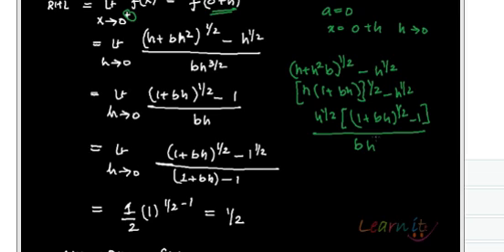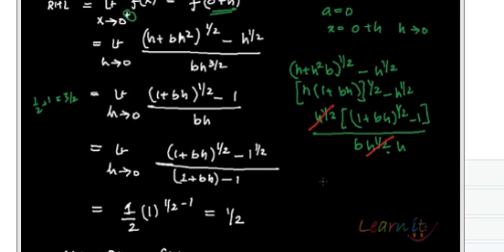Now h to the power 3 by 2 could be written as h to the power half into h. See, 1 by 2 plus 1 is 3 by 2. So h to the power 3 by 2 is written like this, that is h to the power half into h. So this h to the power half and this h to the power half cancel, and I have been left with just this.